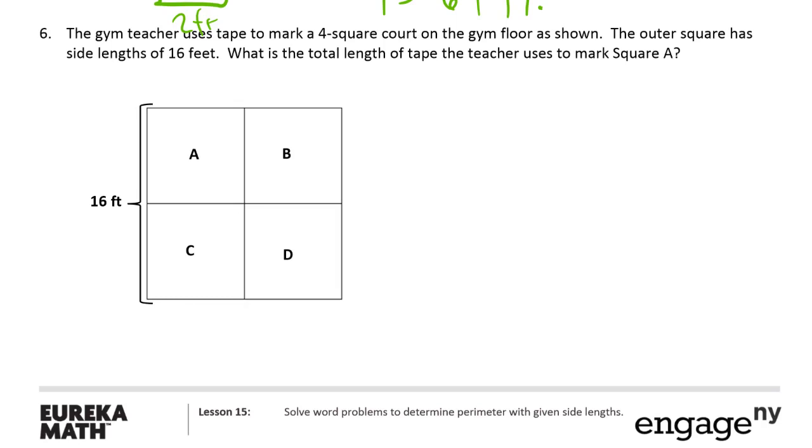as it's labeled. What is the total length of tape the teacher uses to mark square A? So let's say that maybe A is the server's square. So if these are all 16 feet sides, this line goes right through, the squares are equal inside, right? They have to be. So that means that this side here is equal to that side there. So that's two equal parts. They're halves. So half of 16 is 8. So that means each side of every square is 8 feet. So for square A, each side, since it's a square, is also 8 feet.